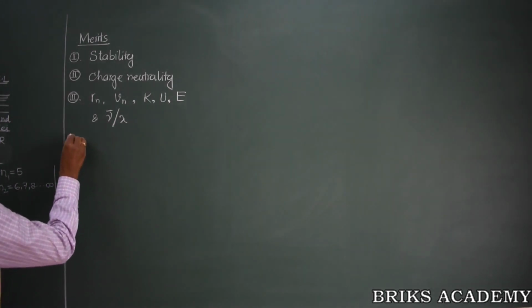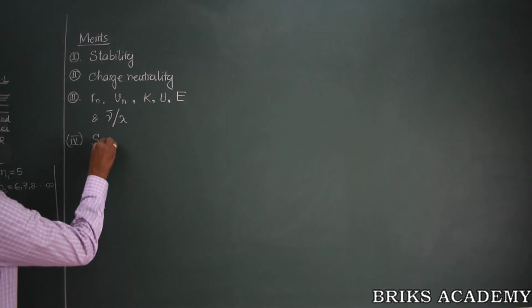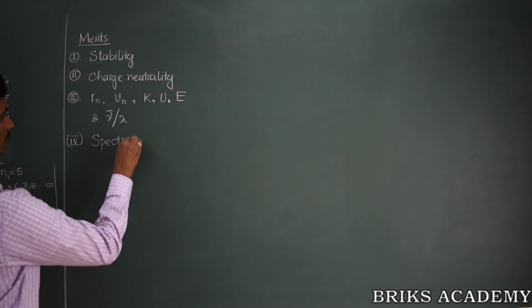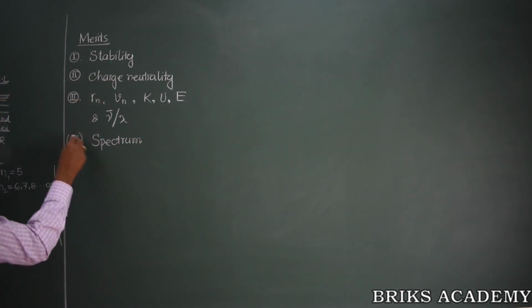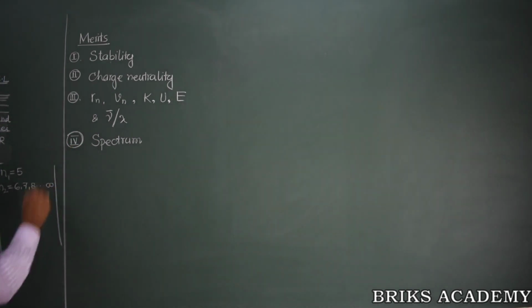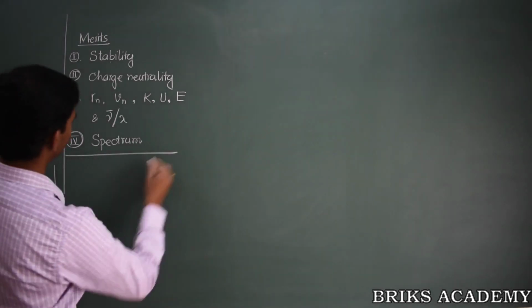Merit number 4. Bohr's atom model is able to explain the hydrogen spectrum, which is another great success. After the stability of the atom, Bohr's theory is able to explain even the hydrogen spectrum. Another great success, because the earlier atom models like Thomson's atom model and even Rutherford's atom model couldn't explain even a small part of the spectrum, the hydrogen spectrum or the spectrum of any atom. These are some of the very important merits of Bohr's theory of hydrogen atom.